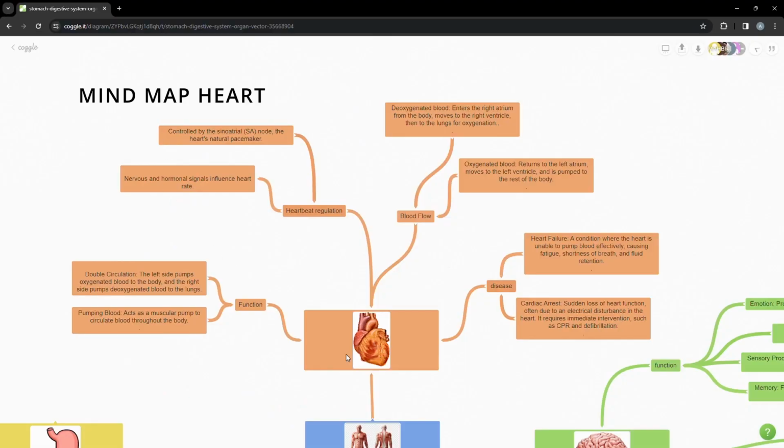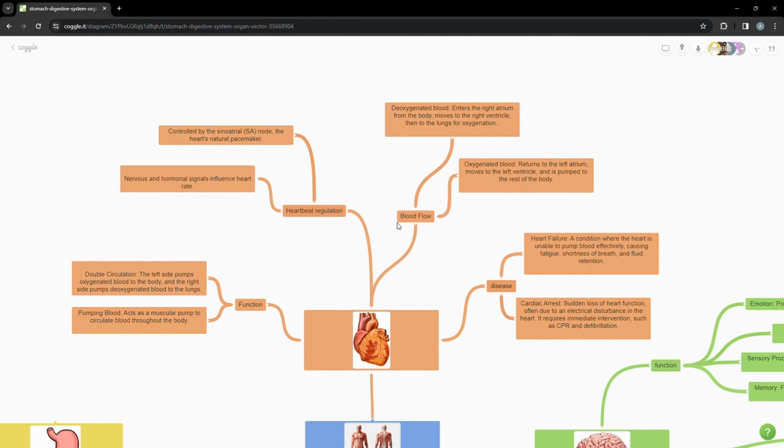Okay, for the mind map, for the heart function, double circulation: the left side pumps oxygenated blood to the body, and the right side pumps deoxygenated blood to the lungs. Then, pumping blood: it acts as a muscular pump to circulate blood through the body. Heartbeat regulation is controlled by the sinoatrial node, the heart's natural pacemaker. Nervous and hormonal signals influence heart rate.